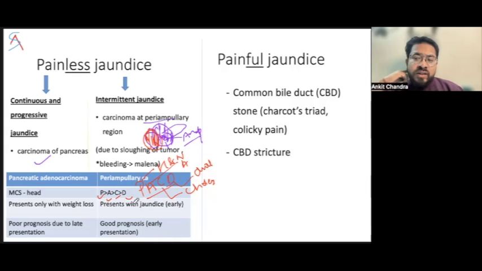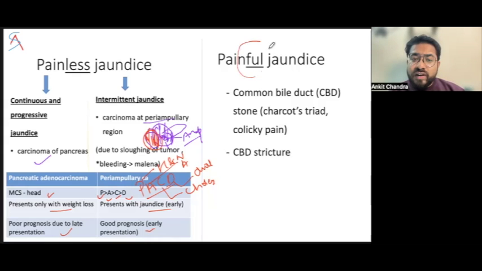And it presents with jaundice early. It has a good prognosis because the patient reaches you early. In pancreatic carcinoma, mostly it is the head of the pancreas that is more prone to cancers, and it will present only with weight loss, may not present with many other symptoms. In the next slide, I'll tell you how to differentiate between carcinoma of the head of the pancreas and the body and tail of the pancreas. And it will have a poor prognosis because the patient comes late.